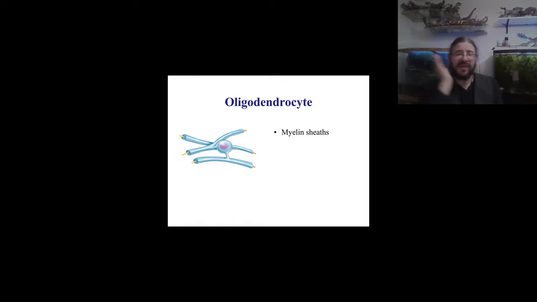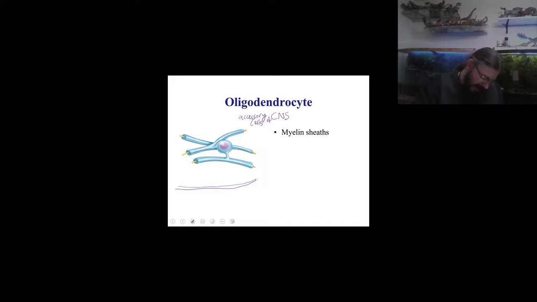Okay, so oligodendrocytes. Oligodendrocytes are a specialized cell of the central nervous system. So far, all of these cells, the glial cells, are part of the central nervous system. So these are accessory cells of the central nervous system, non-neural cells that support the central nervous system. Oligodendrocytes create those myelin sheaths that we saw on the axons. So an axon, right, actually has multiple myelin sheaths on it.